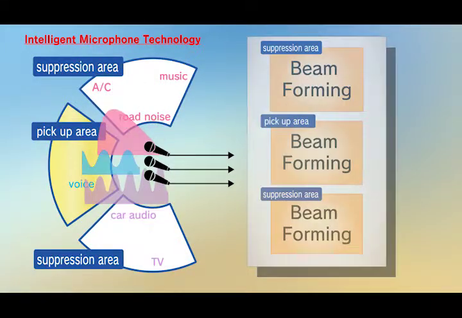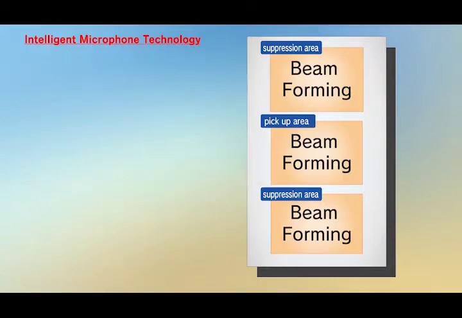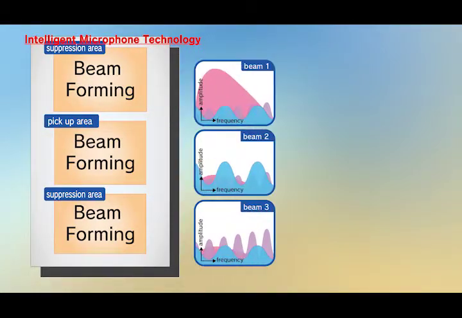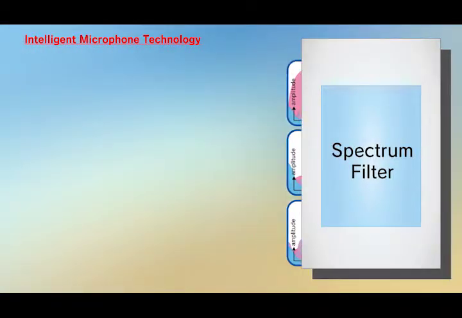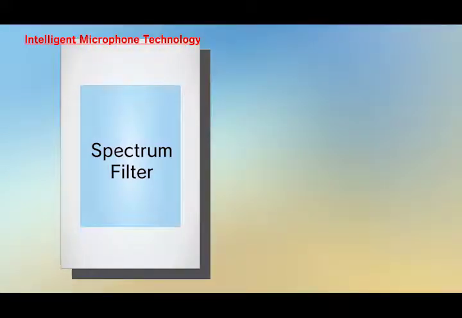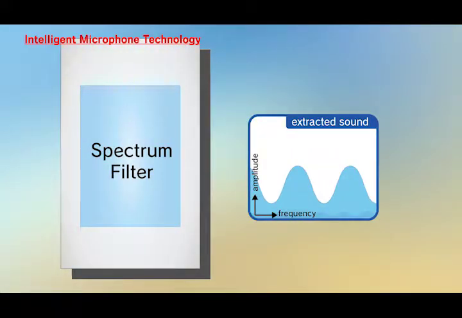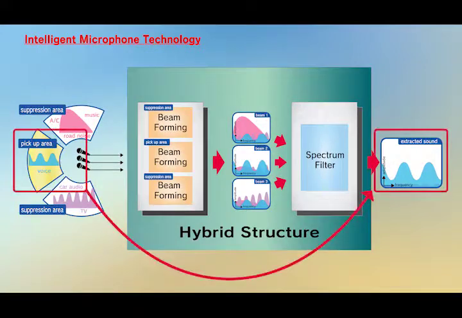NTT's powerful algorithm first gathers surrounding noises using the beam-forming technique. Then, gathered signals are processed, generating a sophisticated spectrum filter. This implements highly accurate sound extraction coming from a specific direction that would satisfy various demands.